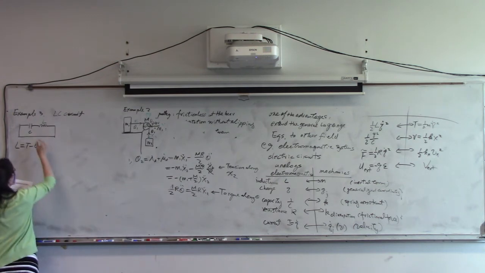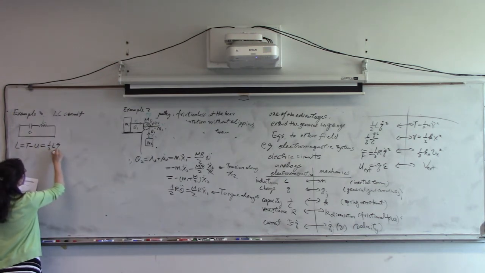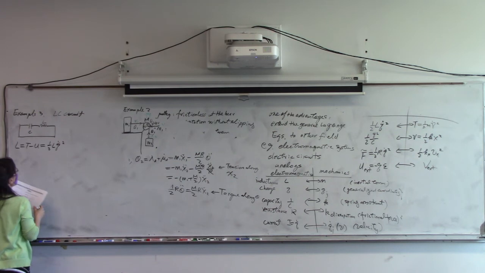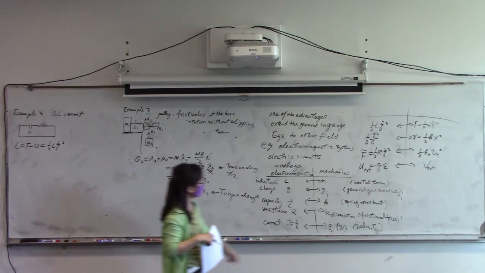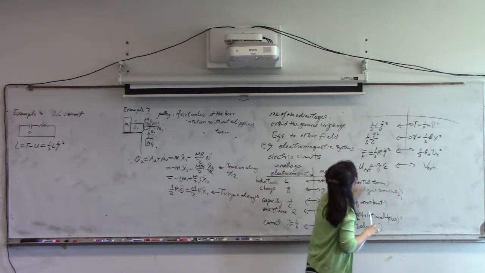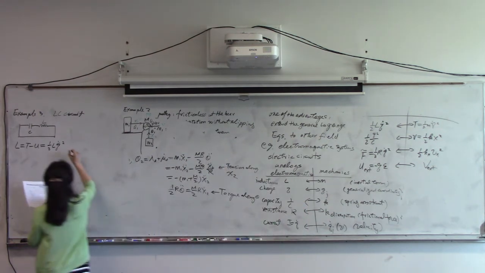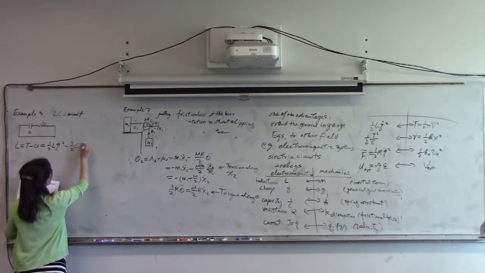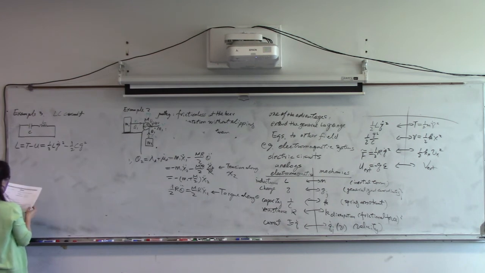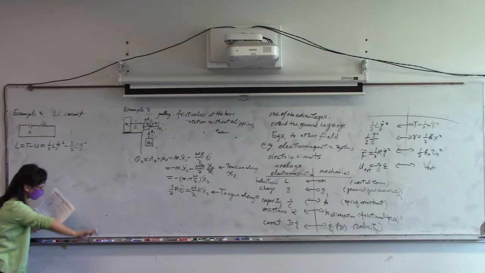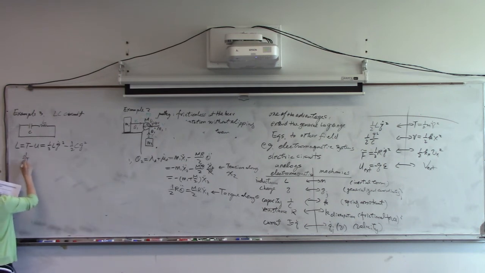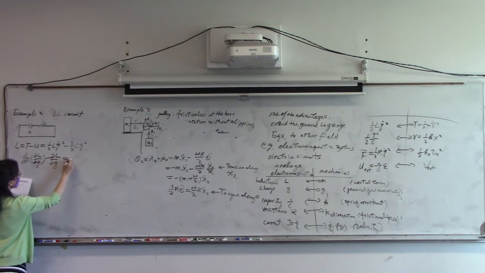half of L Q dot squared for the inductor. And then the potential is this one, minus half of Q squared over C. Then you can see there is no other force, right? So for the Lagrange equation, in this case the only generalized coordinate is Q, so d/dt of partial L over partial Q dot minus partial L over partial Q equals 0.